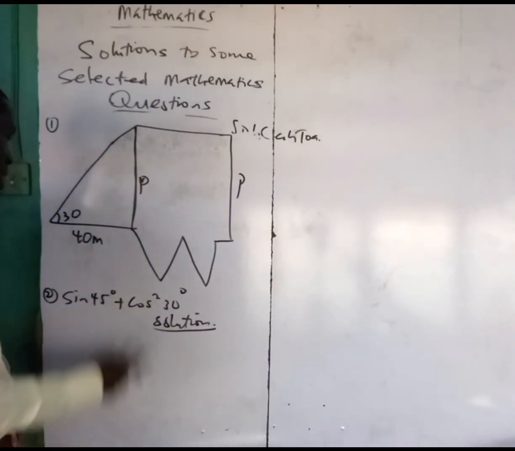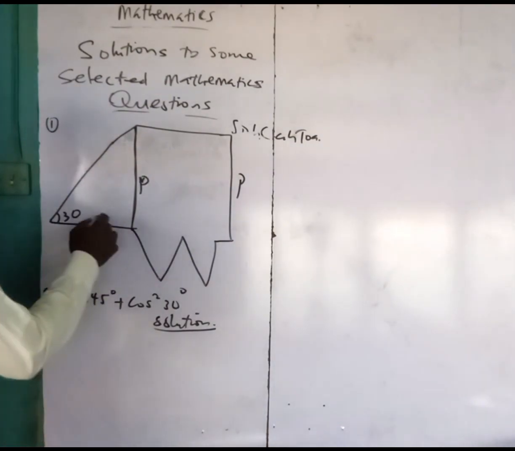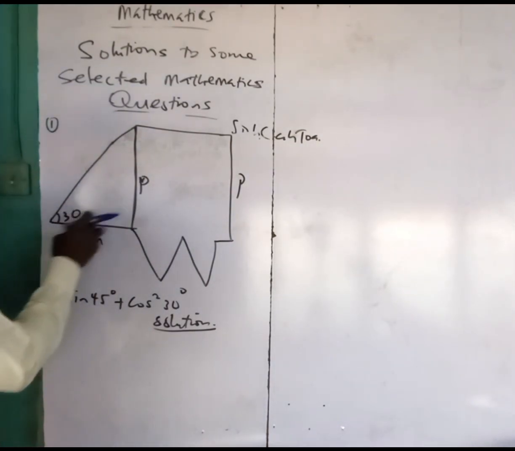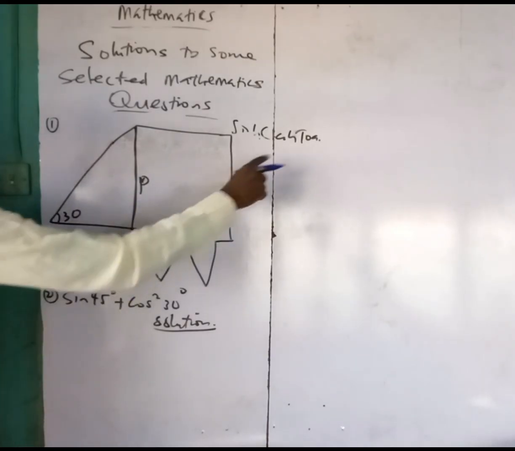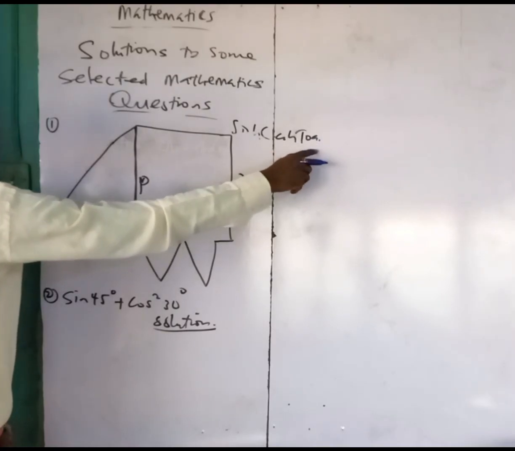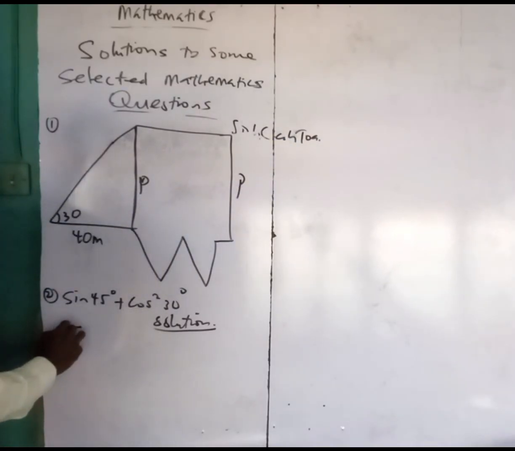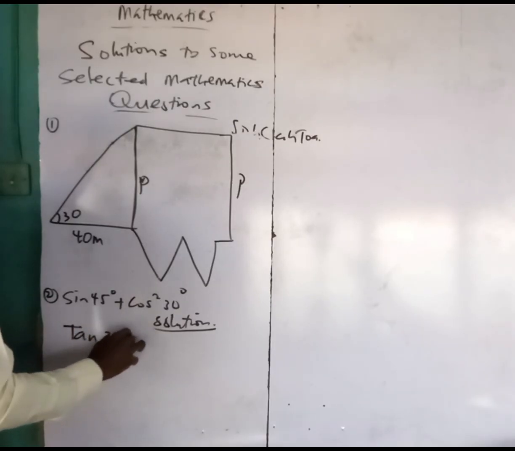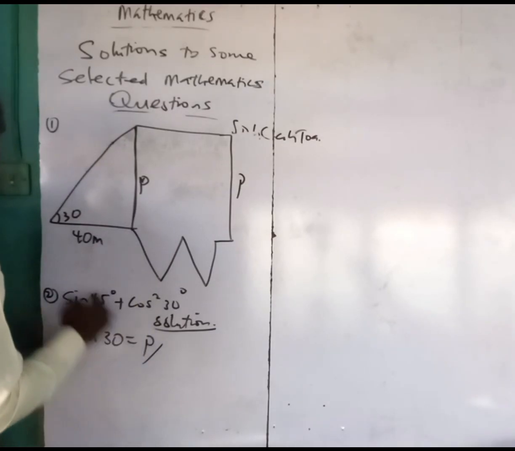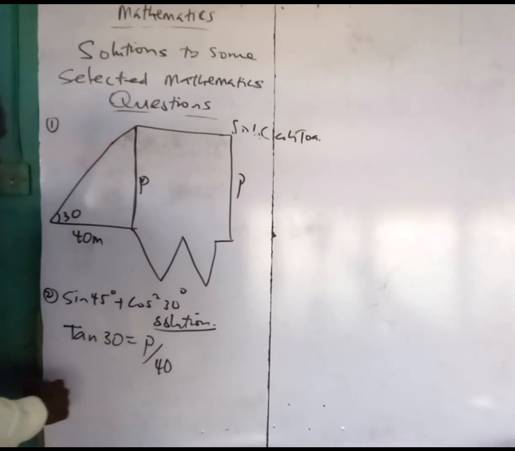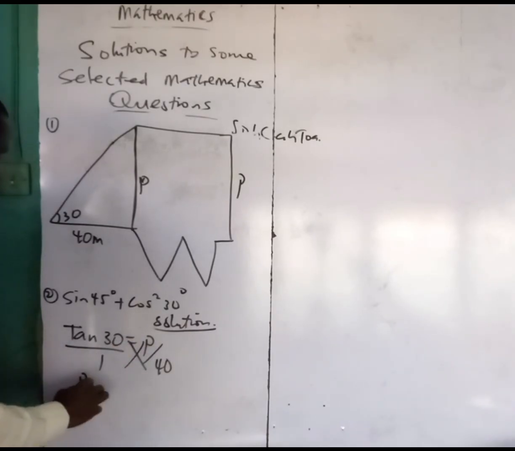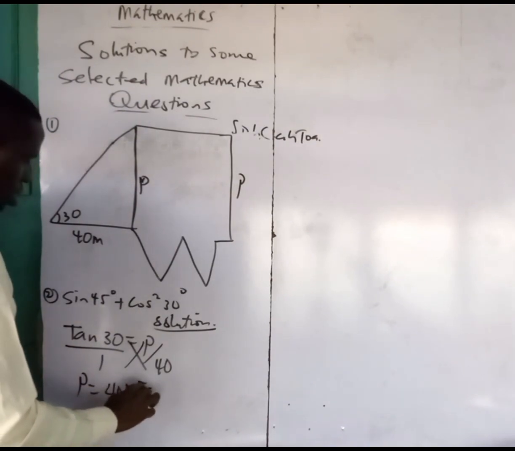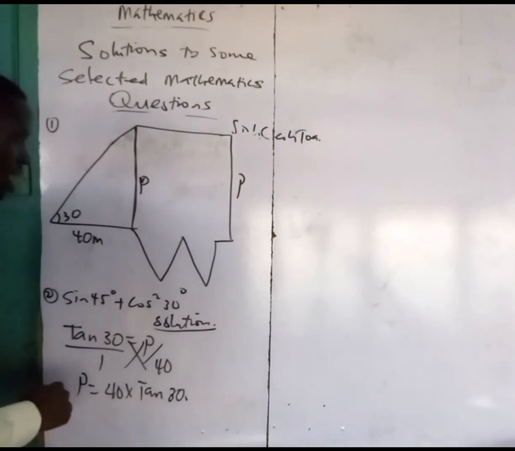Do we understand? So while we calculate this P, it's the same thing as this side. Let's quickly calculate. Of course, you know this is opposite over adjacent. We are using opposite and adjacent, and that's tan. So tan 30 will give us opposite, which is P, over adjacent, which is 40. So P will be, we are cross multiplying, don't forget, 40 times tan 30.